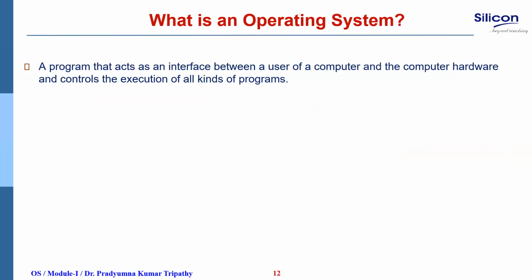It is a program that acts as an interface between a user of a computer and the computer hardware, and controls the execution of all kinds of programs. The operating system is just like a waiter in a restaurant. When you go to a restaurant, what do you do? You sit in a place, you see the menu, you give the order. Who takes the order? The waiter takes the order.